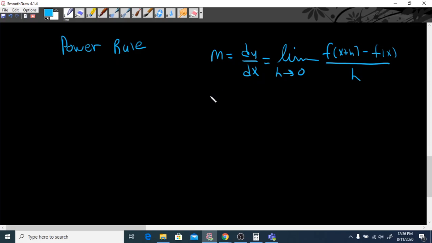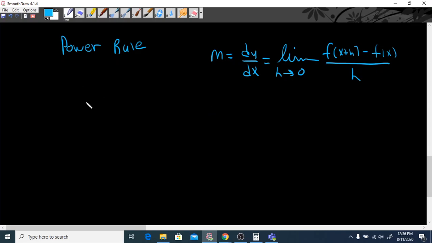So we should be familiar with this by now, and how to find f of x plus h, and how to insert it into this expression, and the various ways of getting rid of the h in the denominator, and then plugging in 0 into the result to get the derivative. So this should be familiar.